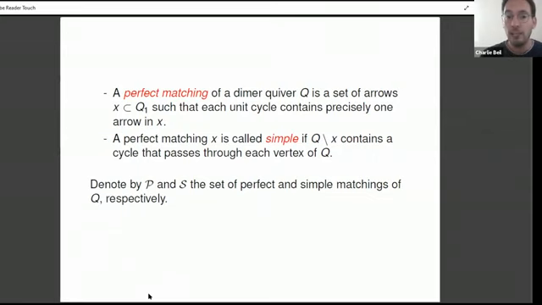A perfect matching X is called simple if the quiver minus the arrows in X, so if you delete the arrows in X, contains a cycle that passes through each vertex of Q. It's called simple because it's the support of a simple module of dimension vector all ones, if this condition is satisfied.